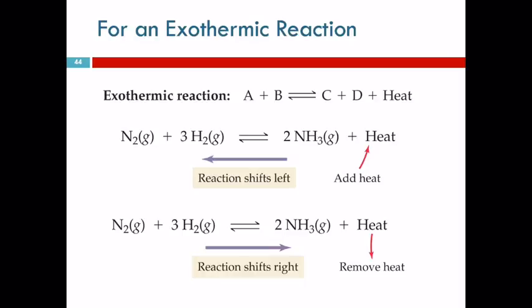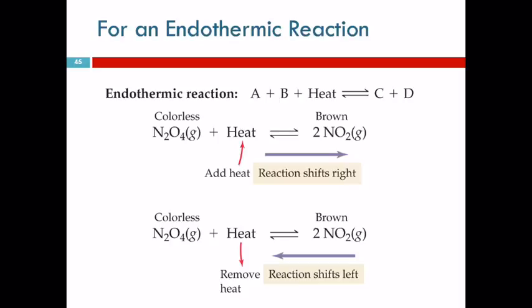So for an exothermic reaction, heat is a product. If we add heat, it'll shift to the left. If we cool this down, if we take heat away, it will shift to replace that, and it'll shift to the right. An endothermic reaction does the opposite. Here, heat is a reactant. If we add heat, it'll shift to the right. If we remove heat, it'll shift to the left.